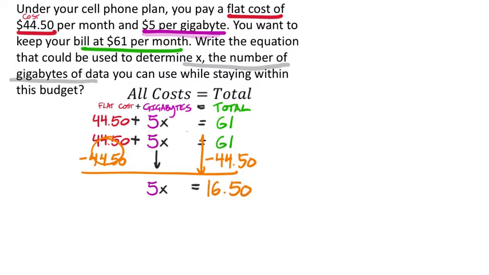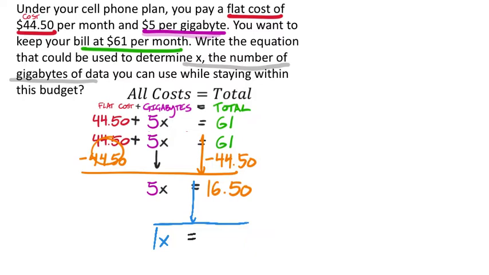Now, word problems like this can be interpreted even at this point. This means that just after you've paid for the flat cost, if you have the $61, you still have $16.50 to spend on gigabytes of data. So let's figure that out. We'll drop the equal sign. But what I would really like here is not 5x, but 1x. This will tell us how many gigabytes can be used.